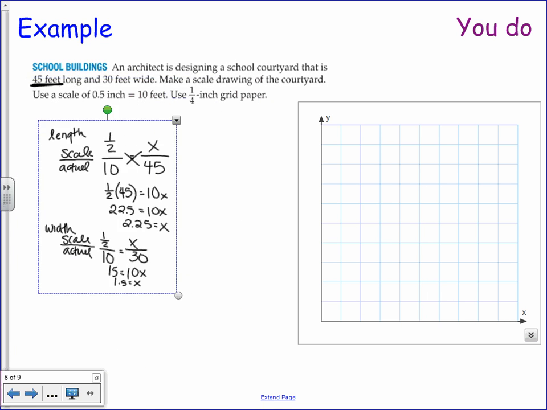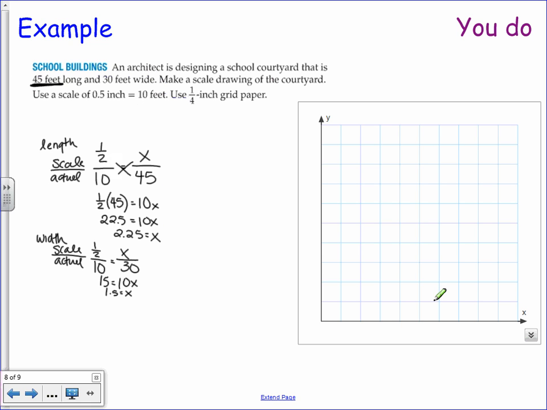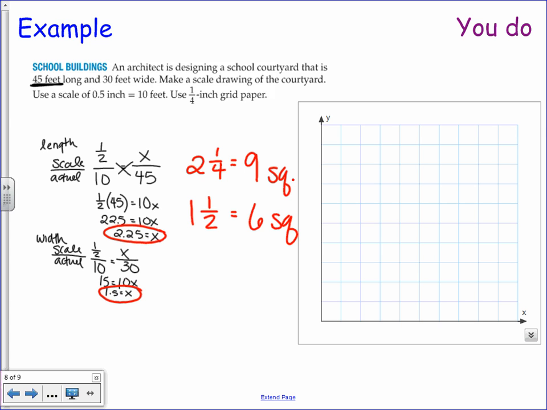Okay, so here we got 2.25 and 1.5. So this is really like 2 1/4. So how many 1/4 inches do I need for 2 1/4? Well, how many are in 1? Well, we said 4 quarters were in 1. So 8 quarters are in 2, plus 1 extra quarter is 9 squares. And then we've got 1.5, and we've got 4 and 1. And for 1/2, we get 2 more, so that's 6 squares.